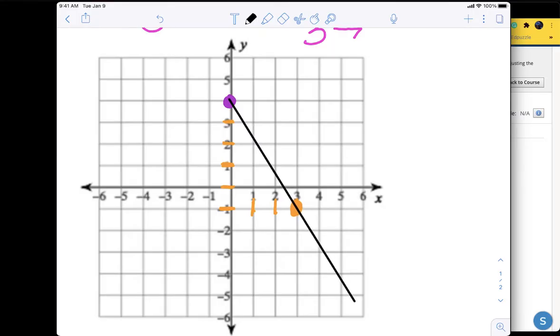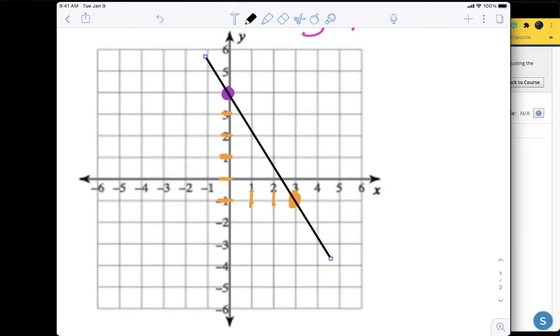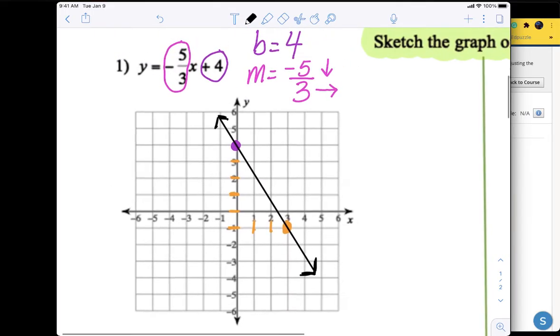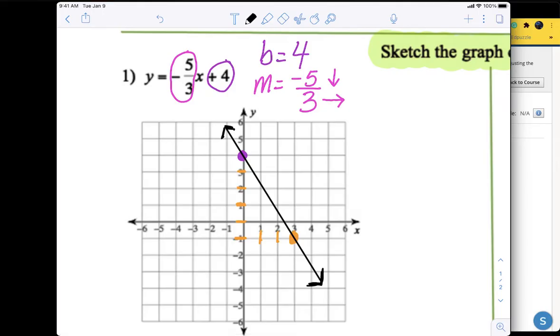Perfect. I'm going to do it. I'm going to make it a little more like that. And I'm going to make arrows. And there you go. I have graphed this equation. Look at that. Perfect, perfect, perfect.